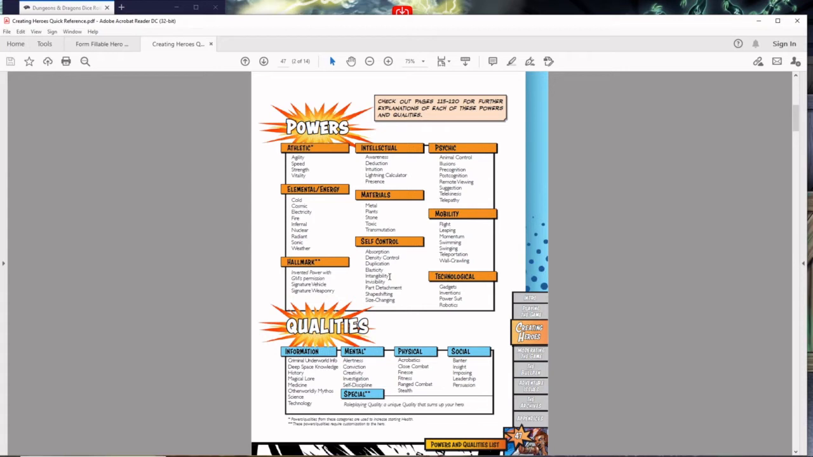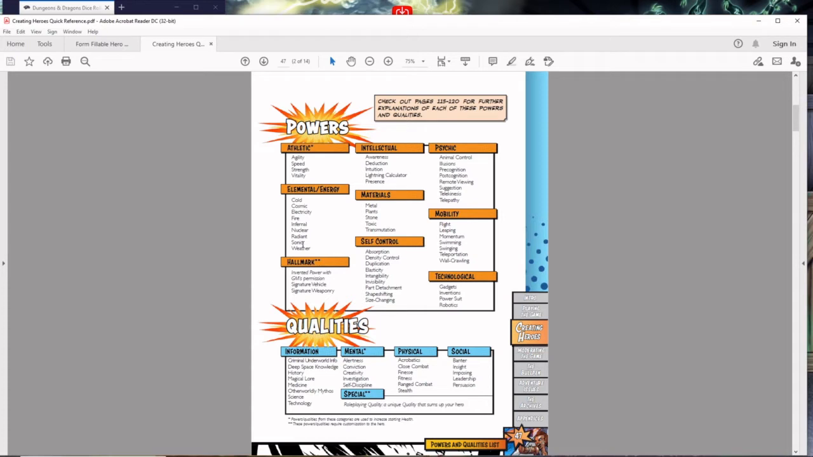Why would she have a signature vehicle if she has... Well, I mean... If she's a hard light entity that can make herself, I'm going to say intangibility. Yes. And is psychic an option? Psychic is not an option. I'm going to say intangibility.